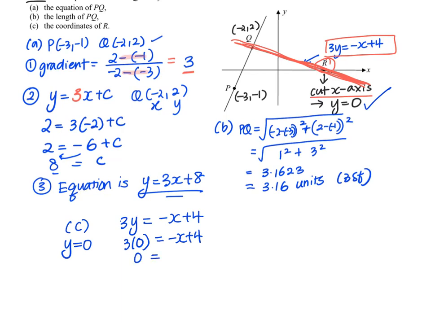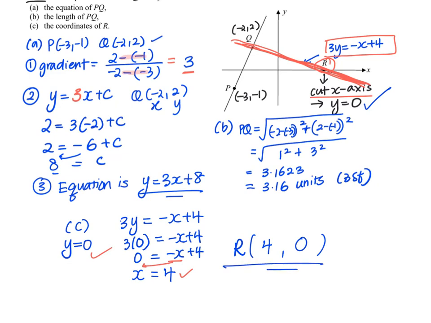So 0 is equal to -x plus 4. I can do it the other way around. I can shift negative x over here, right? When I shift it over, it will change sign to become positive x. So positive x is equal to the number 4. Remember, the question wants the coordinates of R. So R comes in a pair of coordinates. What is the x value? The x number is 4. The y number? The y is equal to 0. So this will be the coordinates of R.